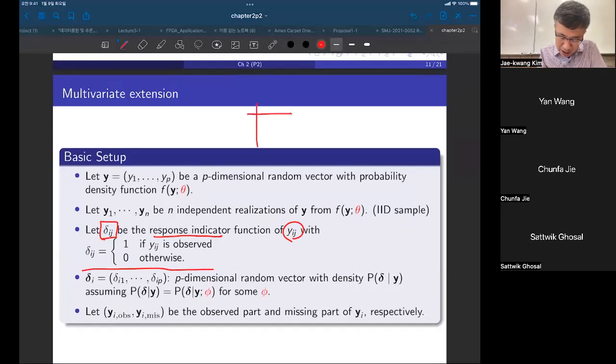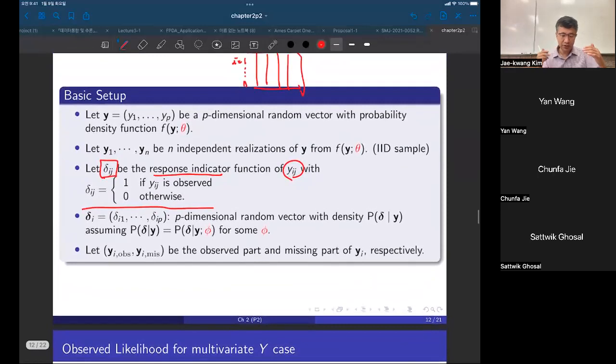Okay. So you have a y_ij, with j equal to 1 to p. So j becomes a column, right? And i becomes a row, with i equal to 1 to n. So this is your data, right? Each column represents an item, and each row represents a unit.